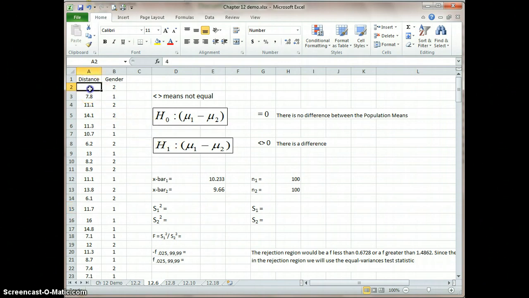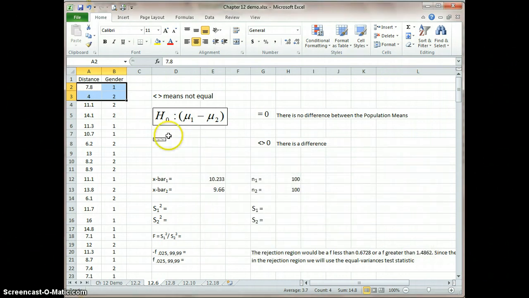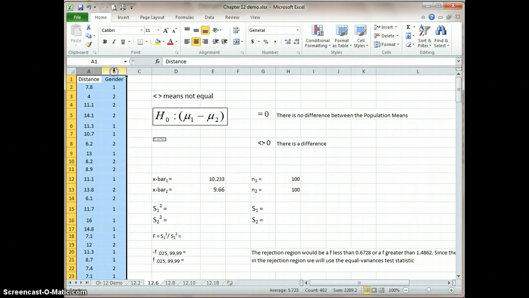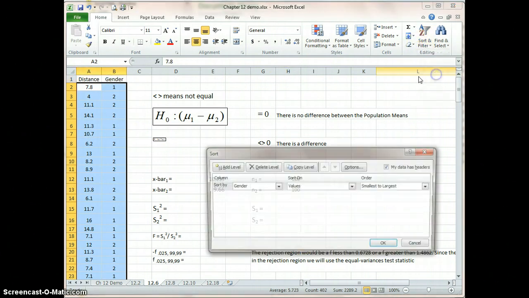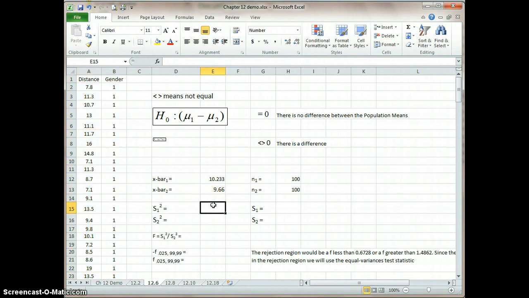So what I want to do is just come up here and select these two columns, and go over here to sort and filter and choose custom sort. I'm going to do this custom sort on gender, the values, and go from smallest to largest, which is going to put all of the males first, and then females, but that will allow us to do that variance calculation. Oops, shouldn't have done it that way though. I need the whole column. Custom sort, click OK.